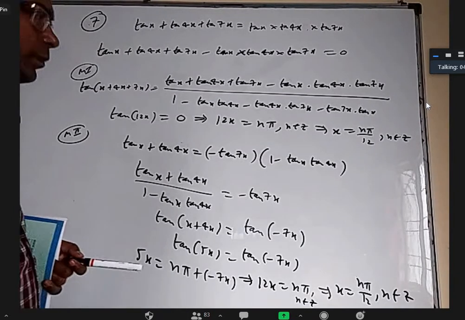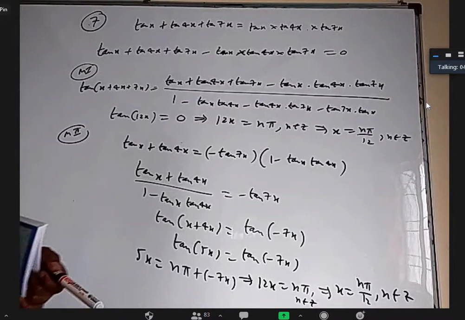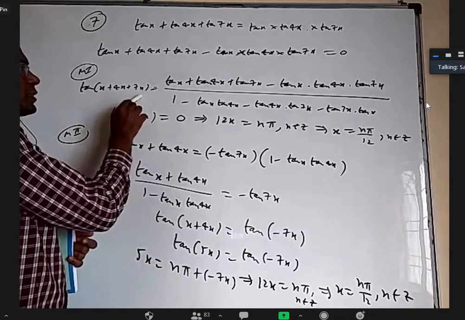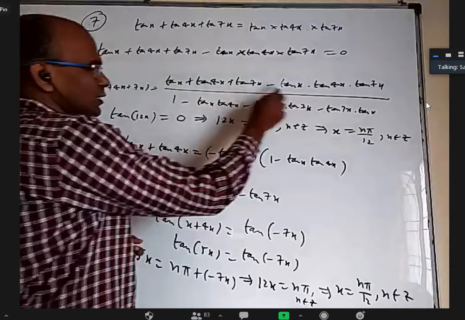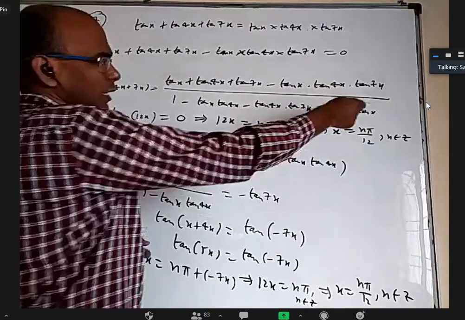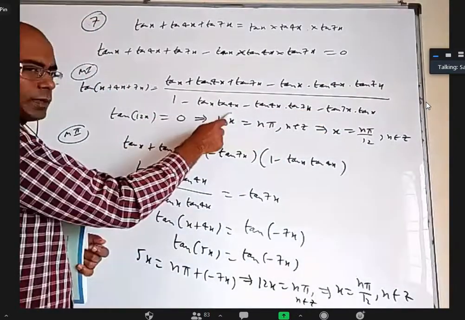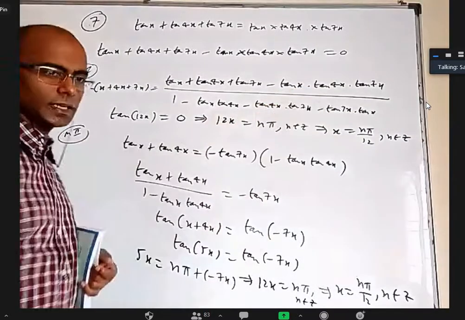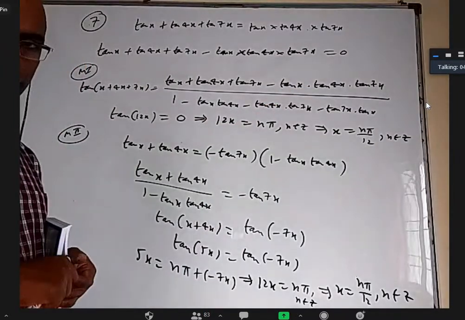Sir, what is the formula which is used in method 1? Method 1, tan a plus b plus c equal to tan a plus tan b plus tan c minus tan a into tan b into tan c by 1 minus tan a tan b minus tan b tan c minus tan c tan a. Yes, sir.